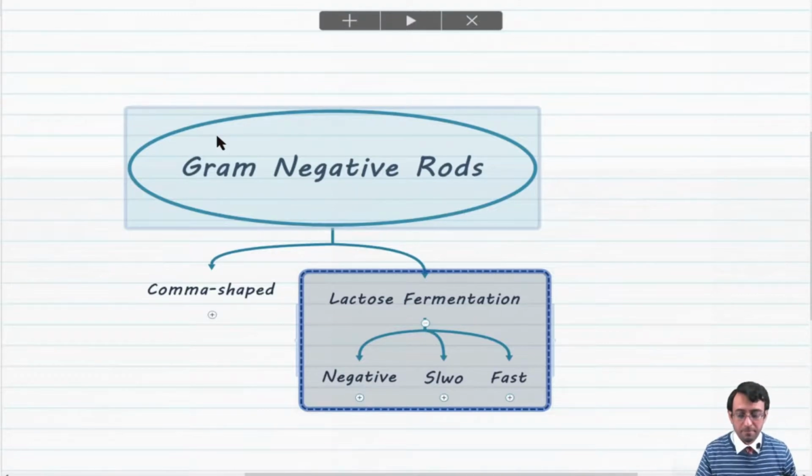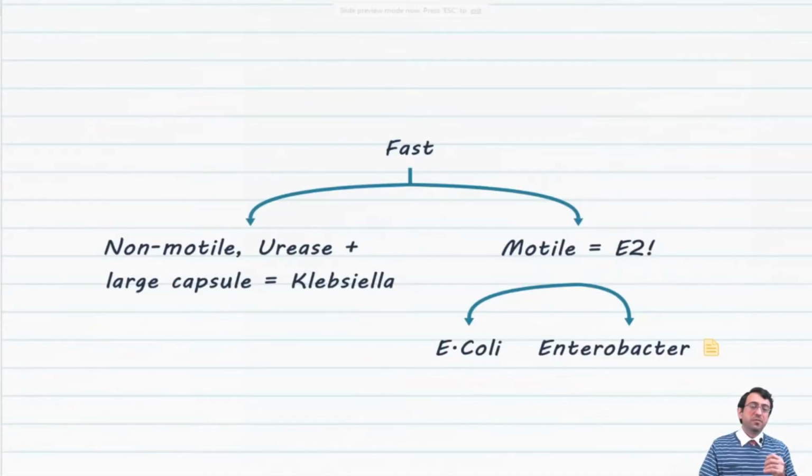You will see why. Okay, so if they are fast lactose fermenters, how are we going to distinguish them? Well, if they are motile, it's either E. coli or Enterobacter cloacae. If it's non-motile, it's going to be Klebsiella. Now, of course, you know that Klebsiella produces this thick capsule. However, remember that capsule per se is not enough to distinguish them, because E. coli also has capsule. It's motility. Most importantly, it's motility.